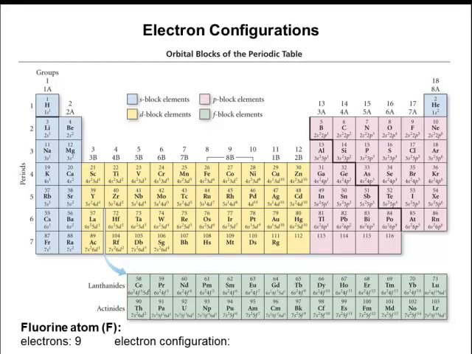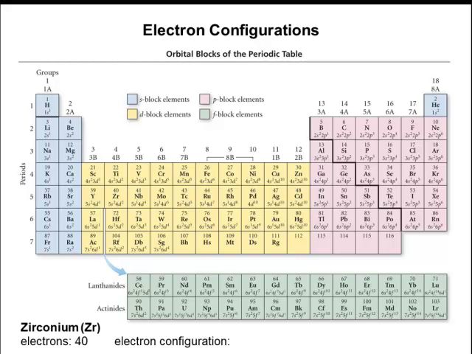What if I take the fluorine atom? Fluorine's got 9 electrons, but if I look at this, I'm just going to keep adding electrons until I hit fluorine. Okay, so start with hydrogen. I got 1, 2, that's my 1s2. 1, 2, that's my 2s2. 1, 2, 3, 4, 5, I'm at fluorine, so I'd stop there at 2p5. So my electron configuration for fluorine is 1s2, 2s2, 2p5. All right, let's try a little bit longer one.